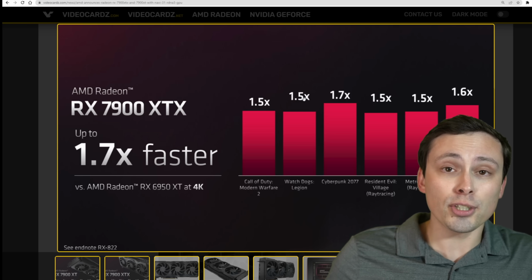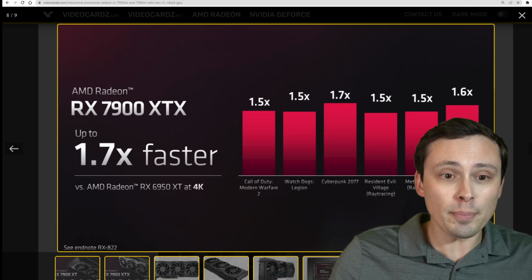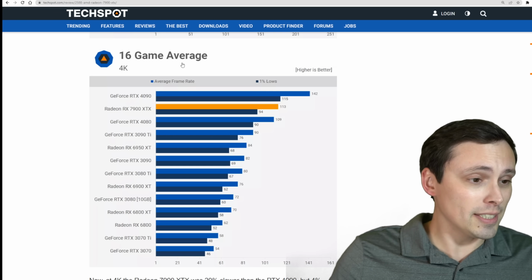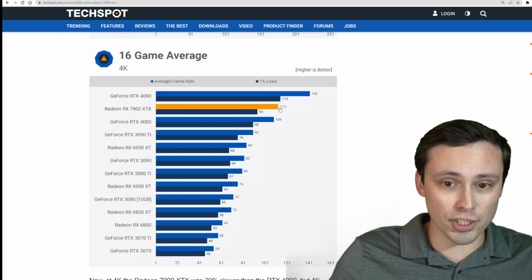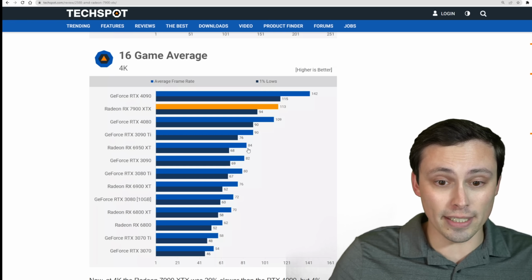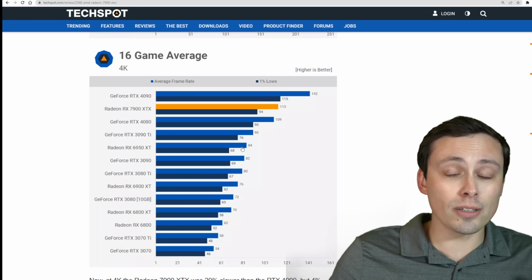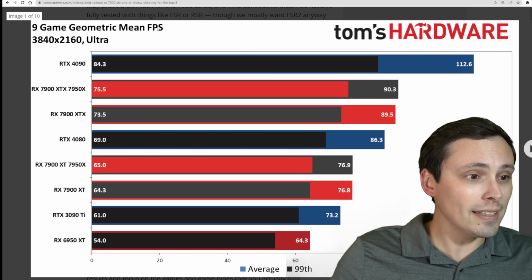However, the actual reviews are out, and this is just not the case. So if we pull up a variety of reviews, like here's TechSpot, you can see that the 7900 XTX is averaging 113 frames per second, whereas the 6950 XT is averaging 84 frames per second, and that's really only about 35% faster. We can see this confirmed in other results.